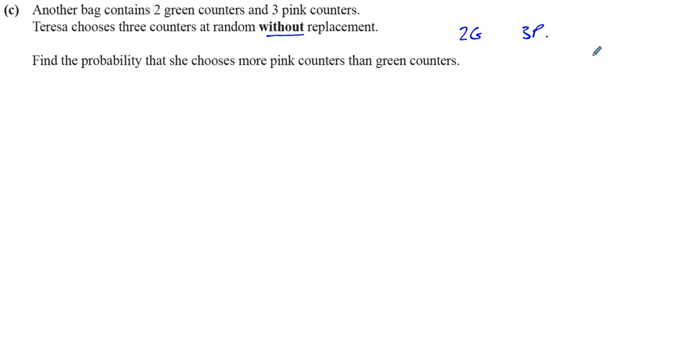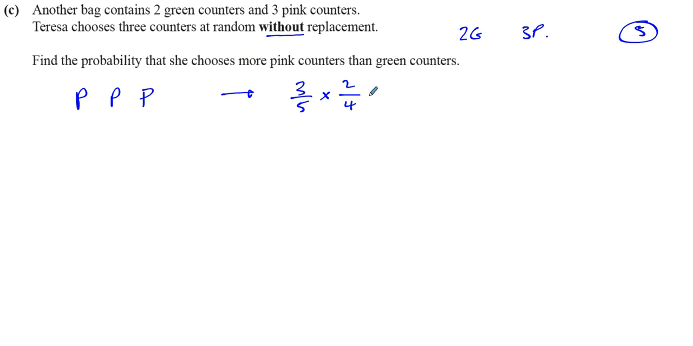So first of all, you've got 5 counters altogether, right? And she's picking them without replacement. So if she picks more pink counters than green counters, let's look at all the different scenarios for that to take place. That means the first pick was a pink, the second pick was a pink, and the third pick was a pink. Okay? In that case, the probability of that particular outcome would be 3 out of 5 times without replacement. So there's 1 less counter and there's 1 less pink counter.